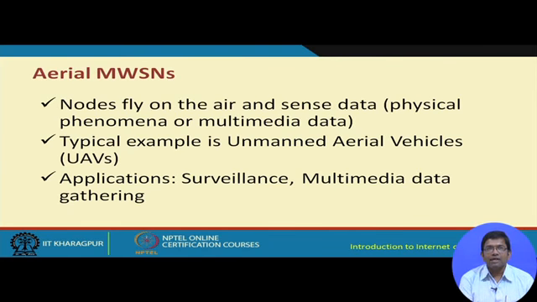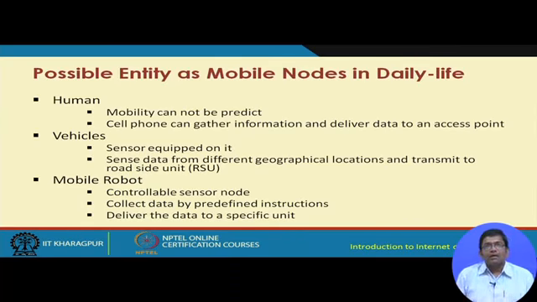And the aerial version I told you about, where the nodes fly. So, when they fly, they sense and they form a network through which the data are sent to the surface station. The typical example is unmanned aerial vehicles fitted with sensors. Applications include surveillance, multimedia data gathering and so on. So, what can be mobile? What can be mobile in a mobile sensor network?